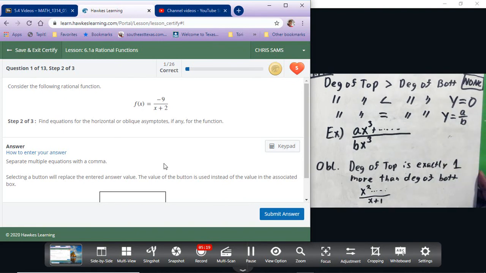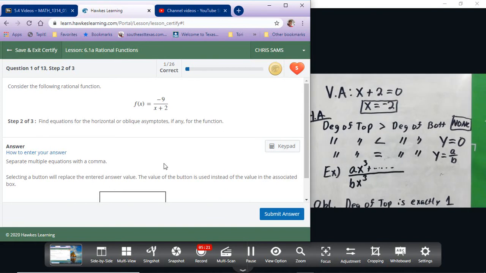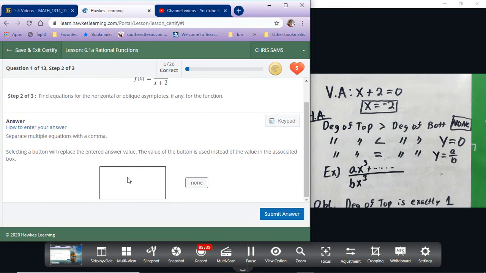Okay, so in the problem that we have, the degree of the top is 0 because it doesn't even have a variable. The degree of the bottom is 1. So the top is less than the bottom. We're dealing with option number 2. So our horizontal asymptote is y equals 0.